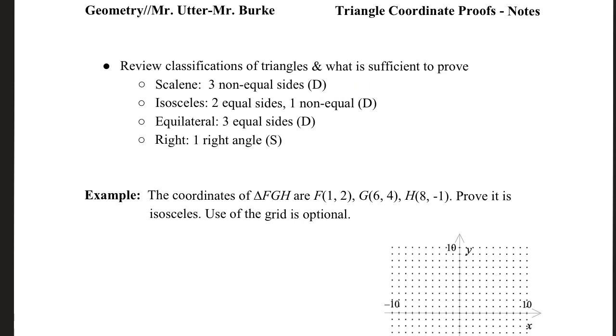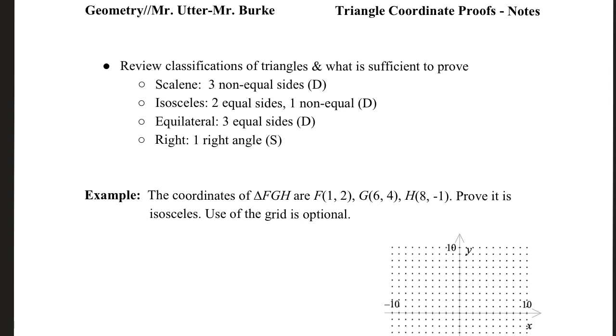For isosceles, we know that isosceles has two equal sides and then one non-equal side. So again, that's going to be three different distance formulas that you're going to have to do. For an equilateral triangle, all sides are the same. So again, that's another three distance formulas. So as of right now, it's not terrible.